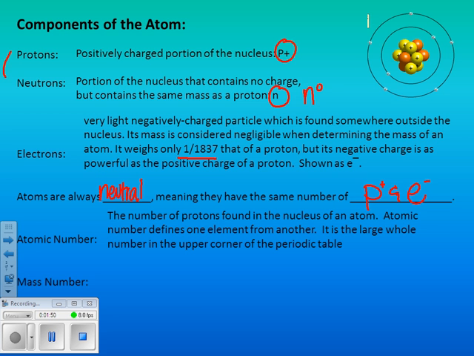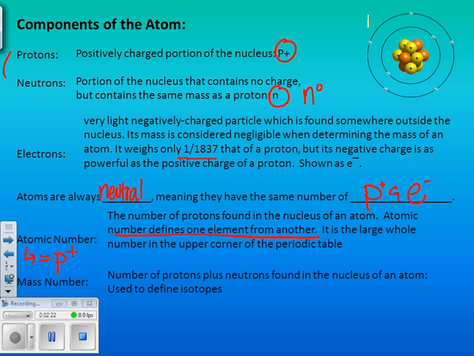Atomic number: the number of protons found in the nucleus of an atom. Atomic number defines one element from another. It's the large whole number in the upper corner of the periodic table. Some periodic tables are a little different, but just look for the whole number. That's going to tell you your number of protons. Very important here, this is your number of protons, and that is, most importantly, what defines one element from another. So that's how we determine an element.